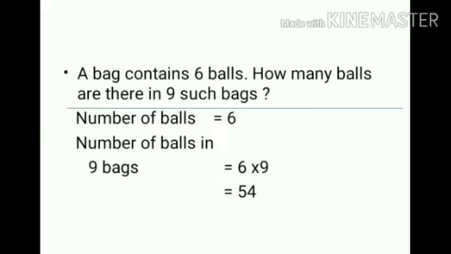So we have to write the next step as number of balls in 9 bags. That is 6 into 9. We have to find 6 into 9. 6 9s are what? 6 9s are 54.